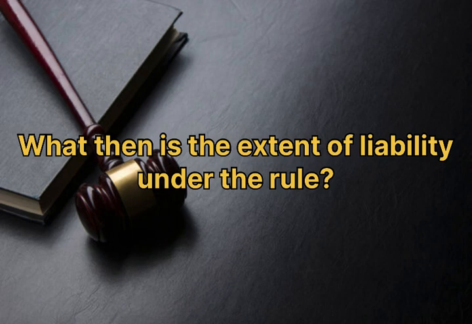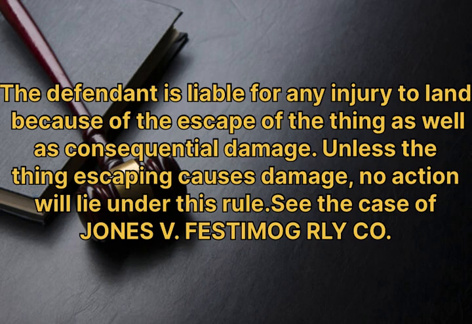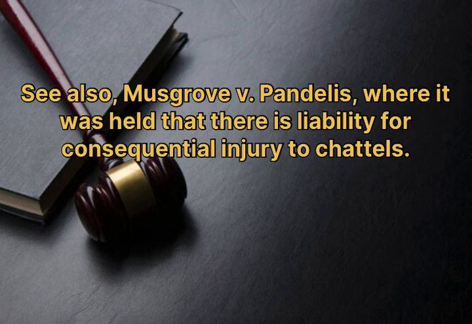What then is the extent of liability under the rule? The defendant is liable for any injury to land because of the escape of a thing, as well as consequential damages. Unless the thing escaping causes damage, no action will lie under this rule. See the case of Jones and Festiniog Railway Company. See also Musgrove and Pandelis, where it was held that there is liability for consequential injury to chattels.